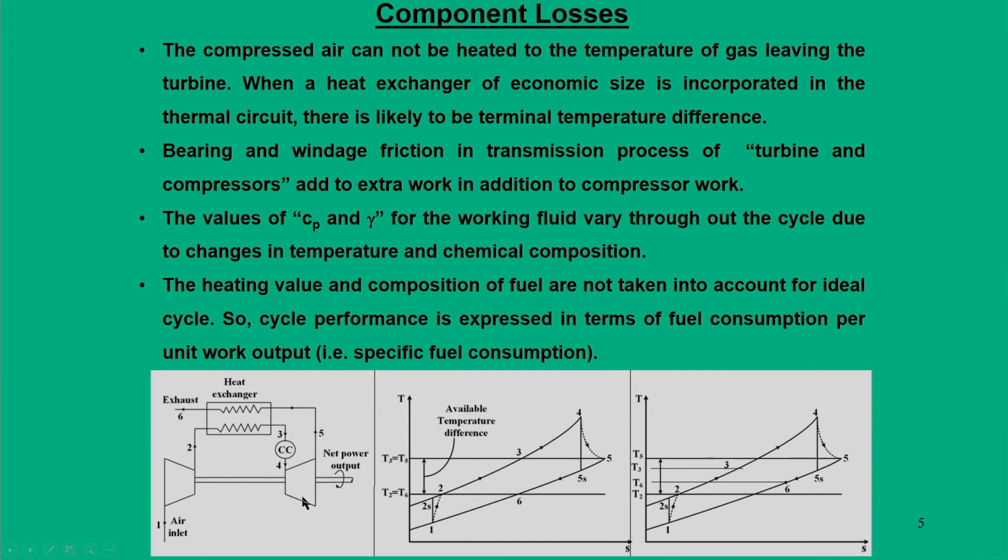As you see, the turbine drives the compressor. So, during the transmission of power from turbine to compressor, there is another type of loss, that is bearing and windage. This needs to be accounted for. Now, apart from that, there are values of Cp and gamma.